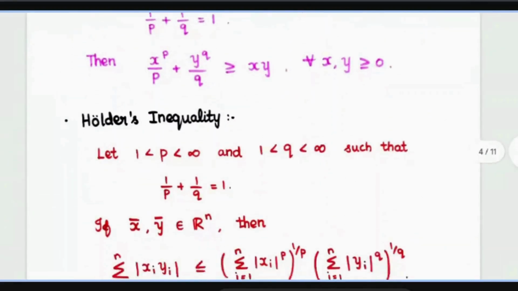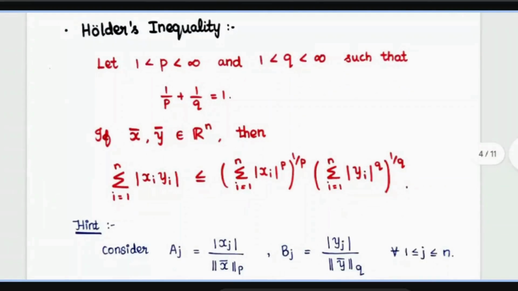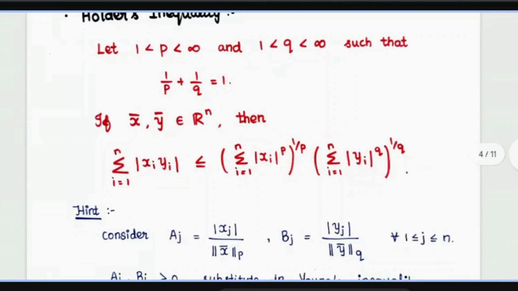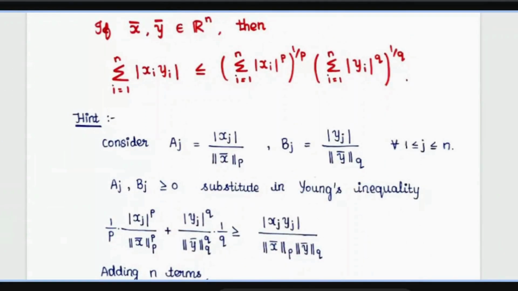And then Holder's inequality says if we have p and q conjugates, and if x bar and y bar belong to Rn, then we have this inequality. Summation modulus of xi yi is less than or equal to this. This is nothing but LP norm and this is nothing but LQ norm. We are not going to prove this inequality. I'm just giving the hint to prove it.